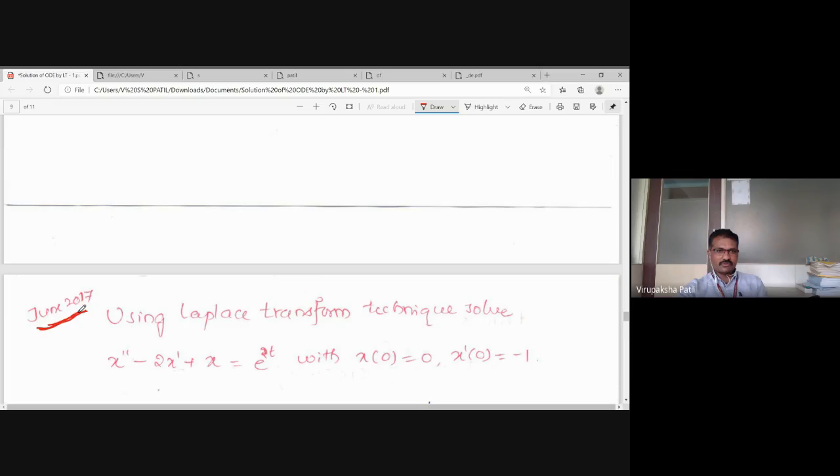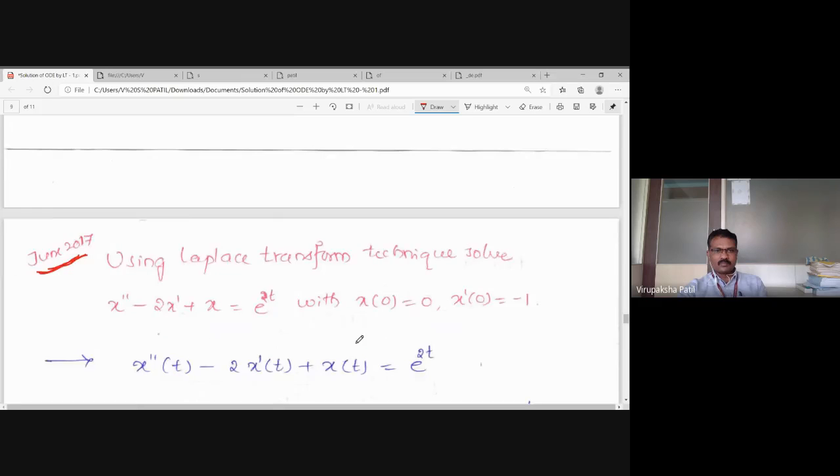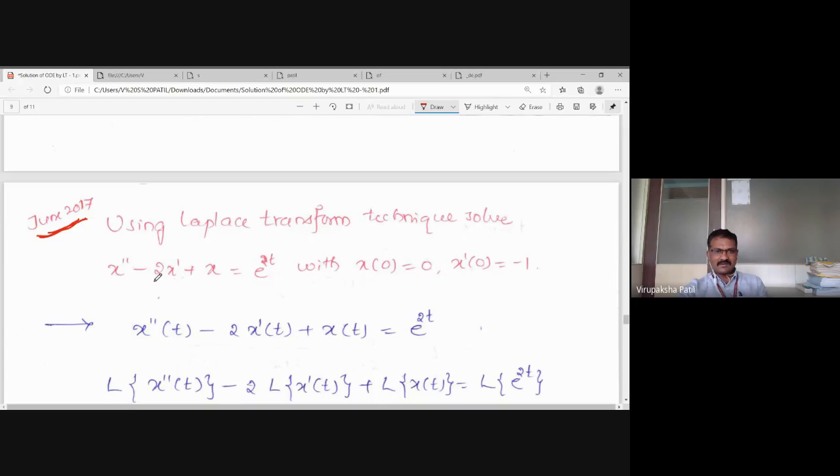We will go to the next, more important example, which has been asked in your VTU examination, June 2007. That is, using the Laplace transform technique, solve x double dash minus 2 into x dash plus x is equal to e to the power 2t with the initial conditions x at t is equal to 0 is 0, and x dash at t is equal to 0 is minus 1. Instead of taking y as the dependent variable, they are taking x as the dependent variable.